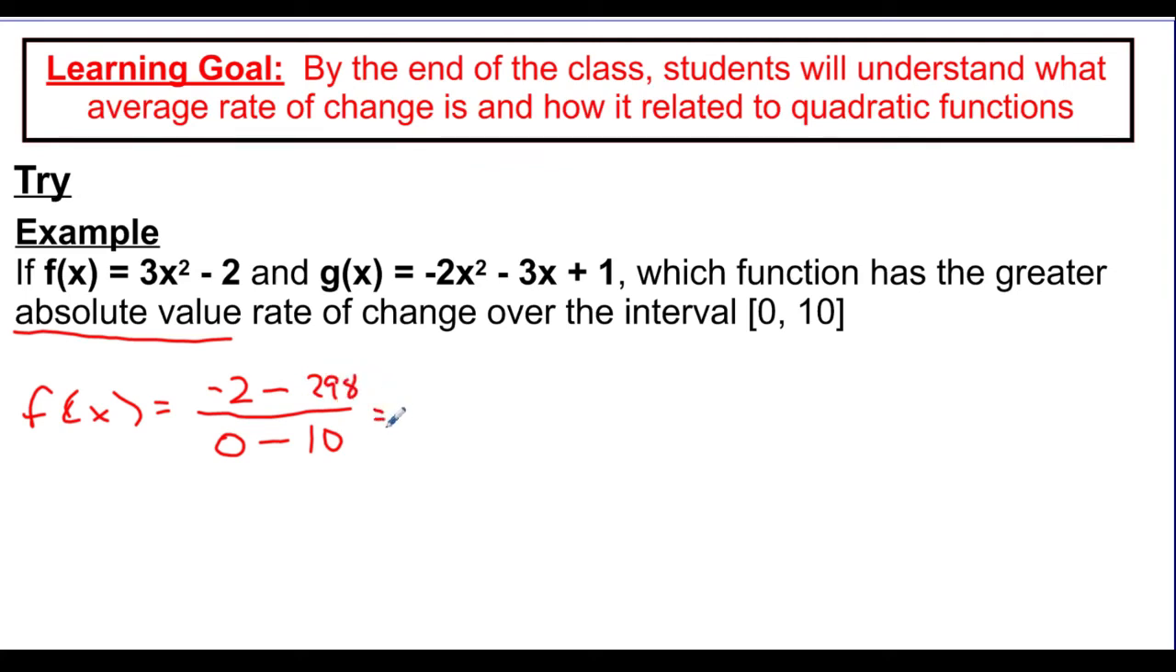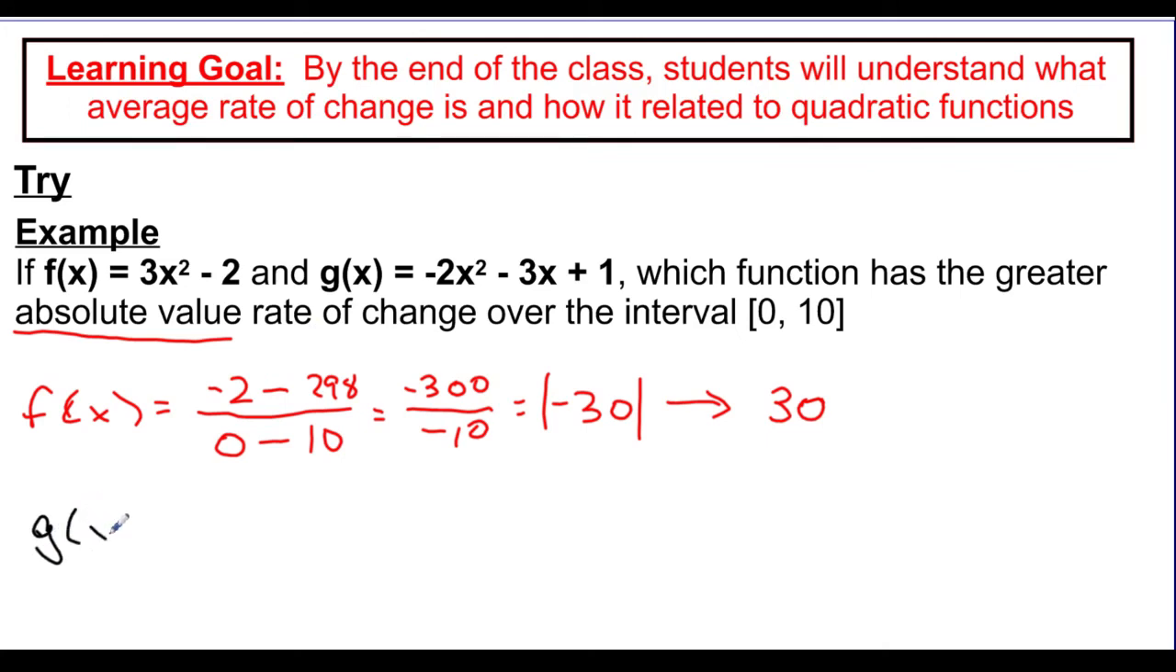Okay, so when I simplify this, I get negative 300 over negative 10, and that's going to be a value of negative 30. So what I actually care about as the rate of change is not negative 30, but the absolute value of negative 30, which is why I'm calling it the absolute value rate of change. So I'm just saying it's changing by an average of 30. The negative that we got out of the problem is telling me that it's a decrease, but I'm saying the rate of change is 30. Okay, so let's do that for g of x.